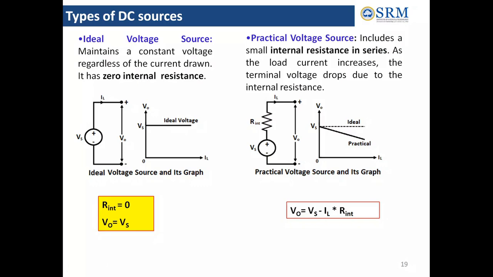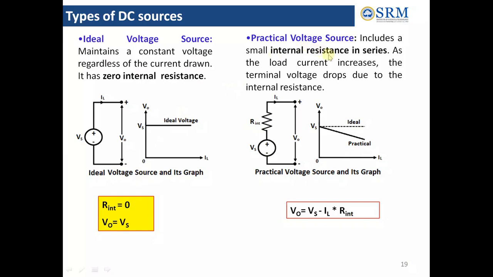What do you mean by an ideal voltage source? Here Vs is the ideal voltage source. It is going to maintain a constant voltage regardless of the current drawn. Whatever current is going across the load, regardless of that, it is going to maintain a constant output voltage. That output voltage is going to be the supply voltage. So what is the meaning? It has zero internal resistance.